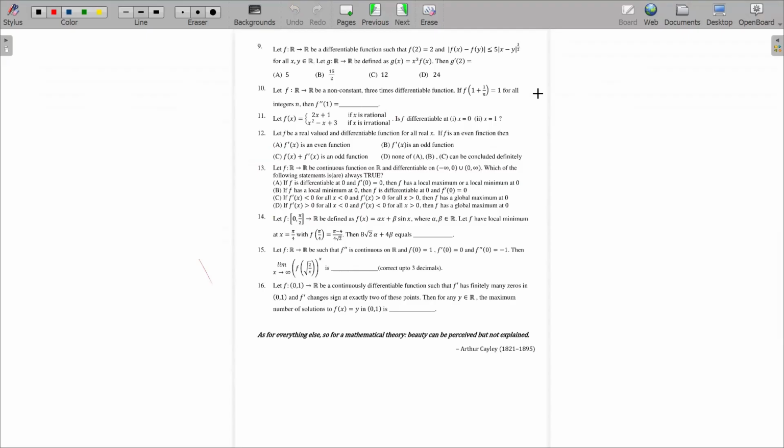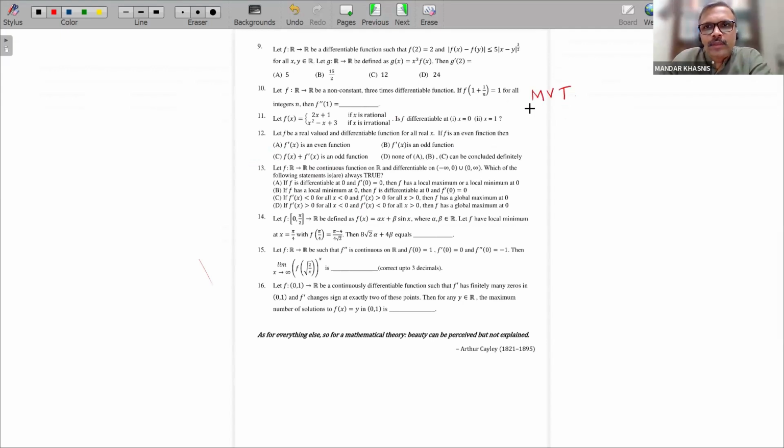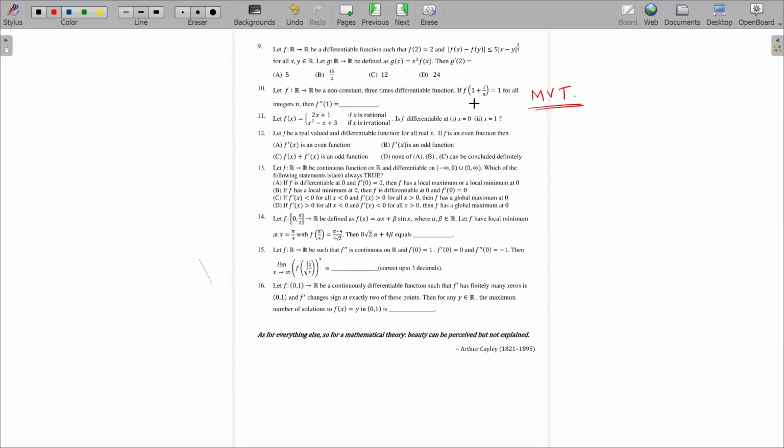This is a very interesting question, the 10th question. But I am going to discuss that in the next lecture. This is based on the mean value theorem. That's a hint. You see, keep the term intact, because we can easily recognize the MVT.